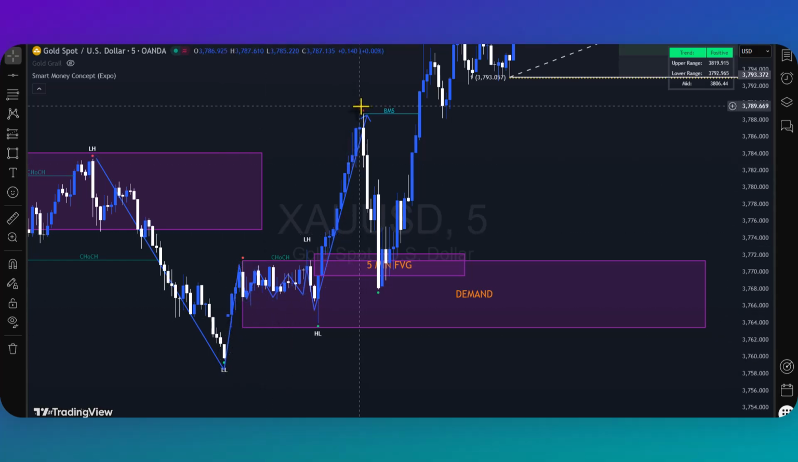Now, what do we expect? We expect that price should go up, right? And we've seen this 5 minute fair value gap. What do we do? We set a limit order, or we wait. We set a limit order at that 5 minute fair value gap, because a fair value gap is most of the time an entry point for you.